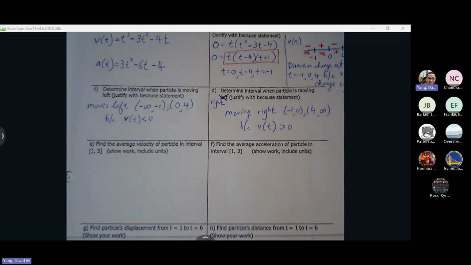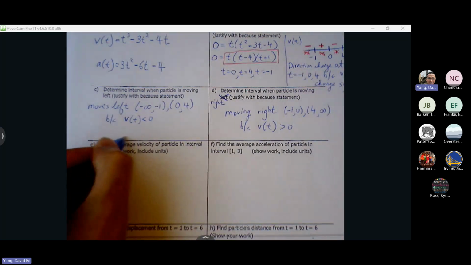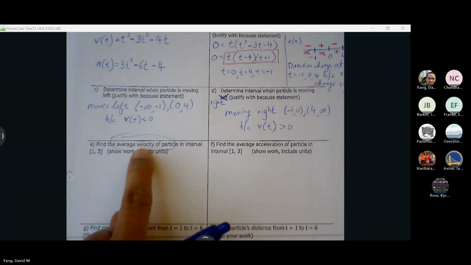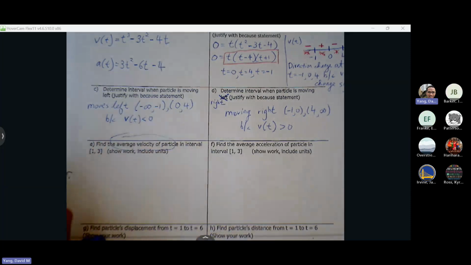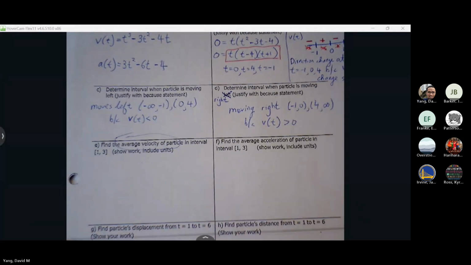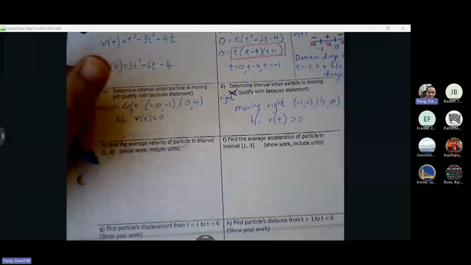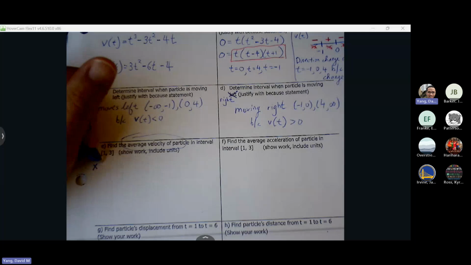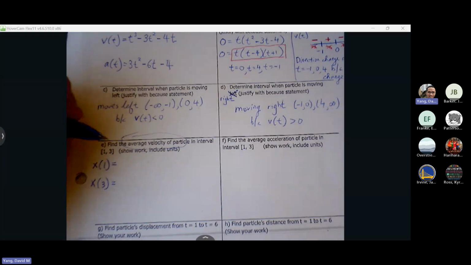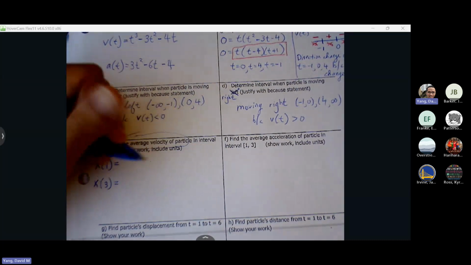Part E, find the average velocity. What's our definition for average velocity? Good, change in position over change in time. We do not touch velocity at all when calculating average velocity. So we need to find x of 1 and x of 3. We can use our calculator since this is a little messy to do.